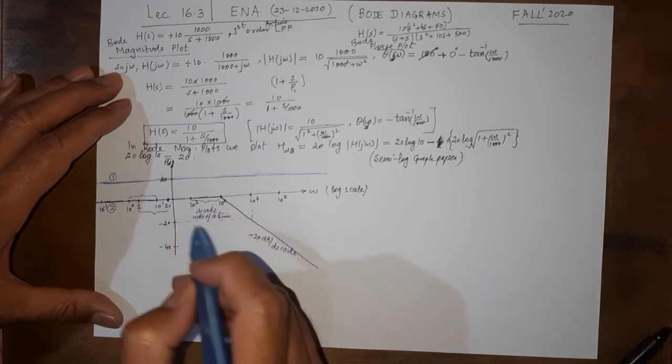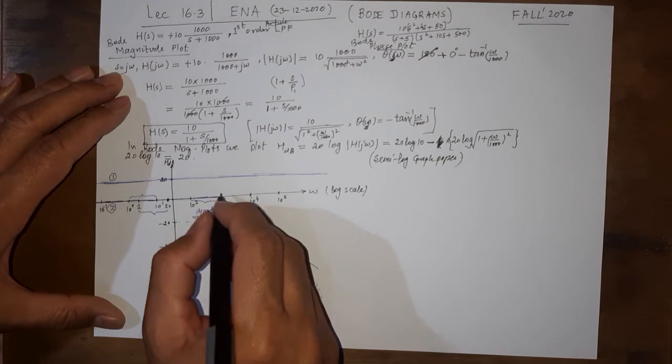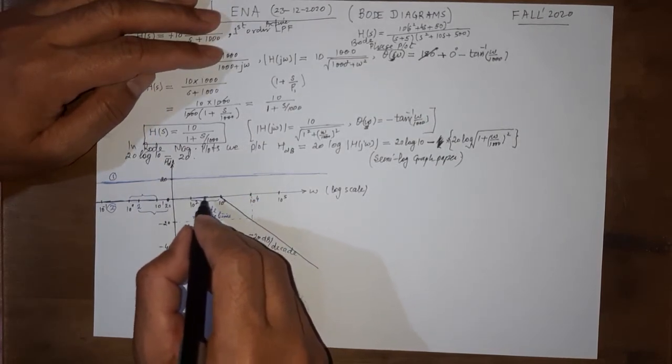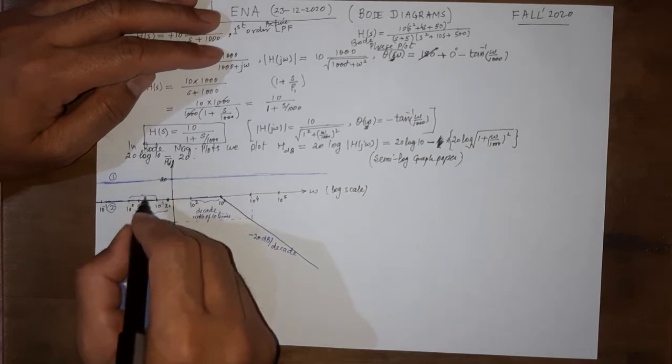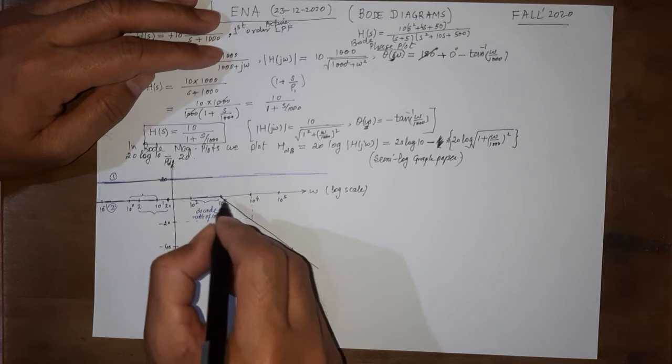Now if you add these two, the addition is going to give us the resultant approximate Bode magnitude plot. So this is 0, this is 20. The sum will be 20. So we are going to get 20 till this point.